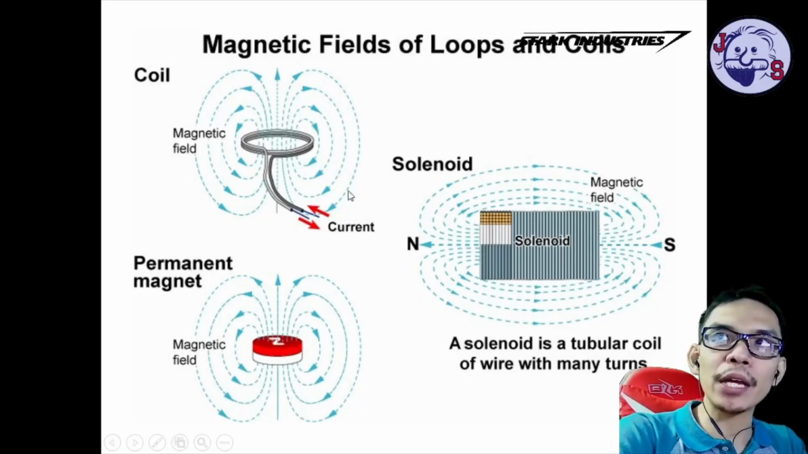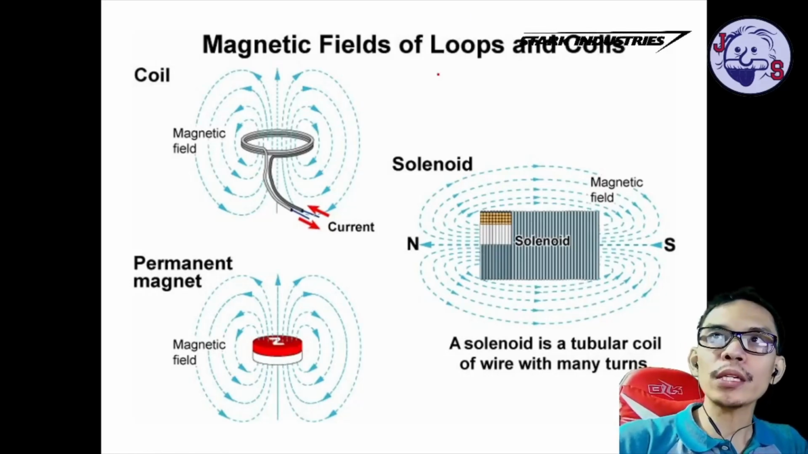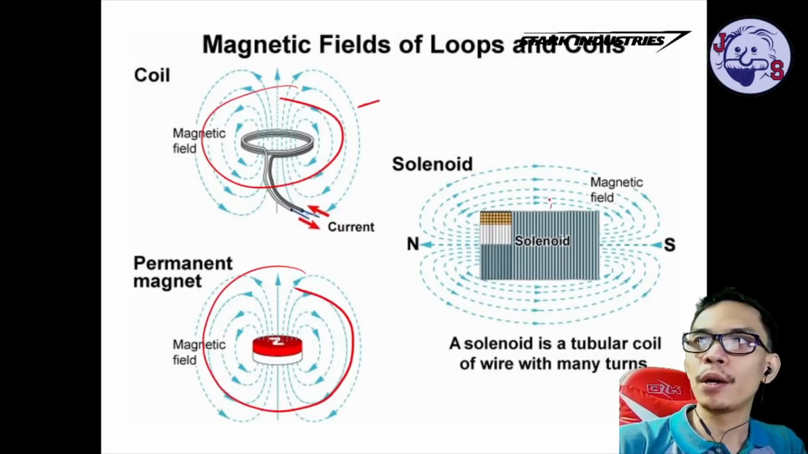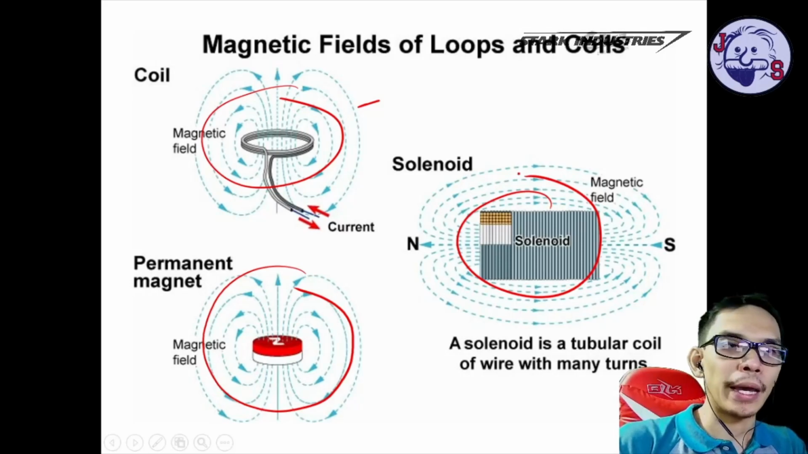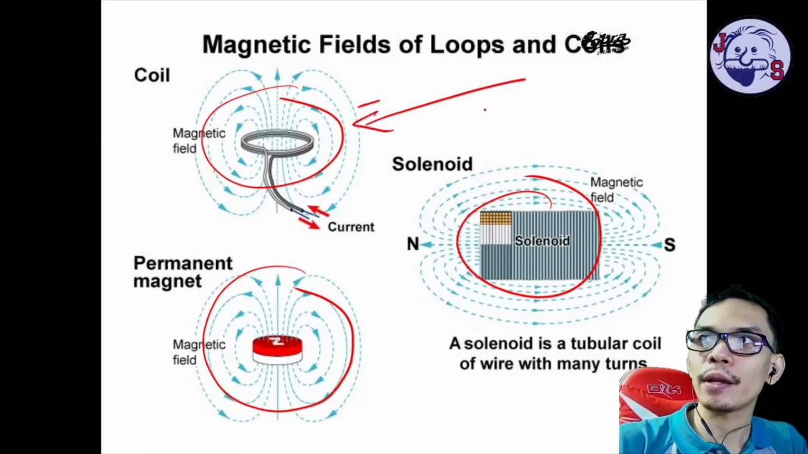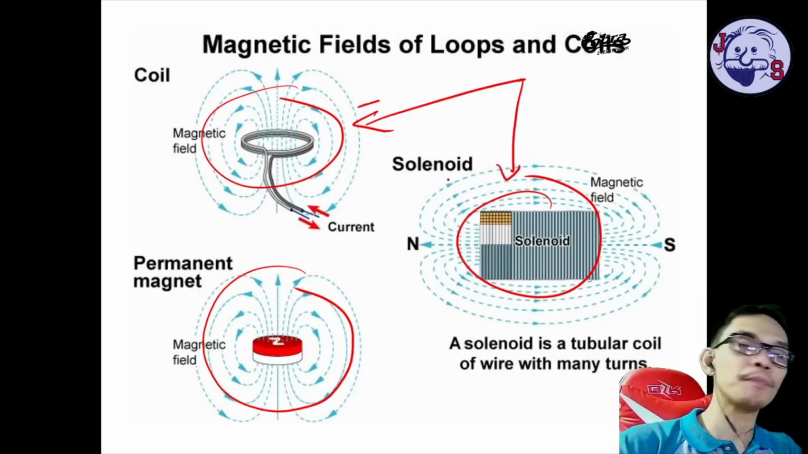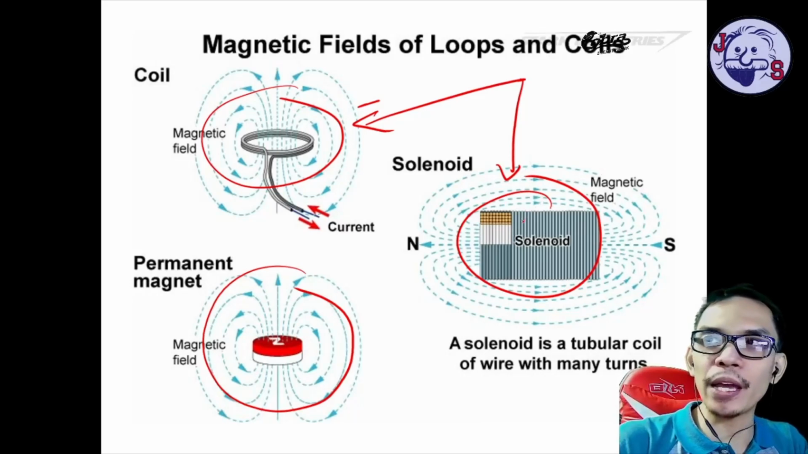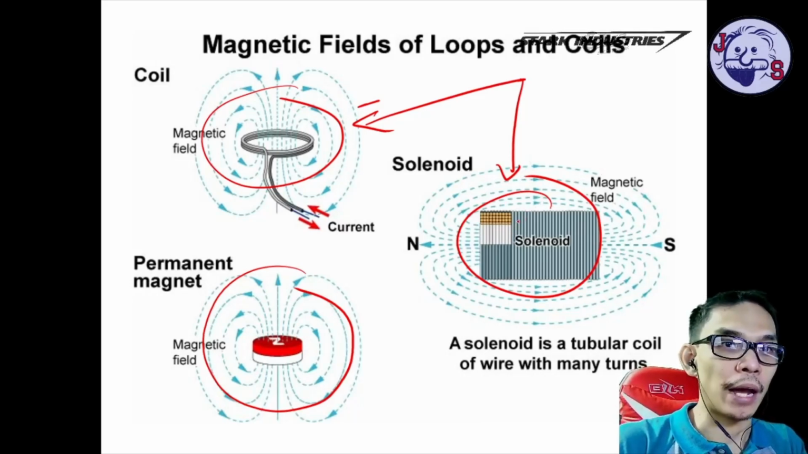Now, what is the advantage of these two? What is the advantage of this permanent magnet over these two that you have over here? Now, this wire over here and the solenoid at the bottom can only have a magnetic field if they have current.